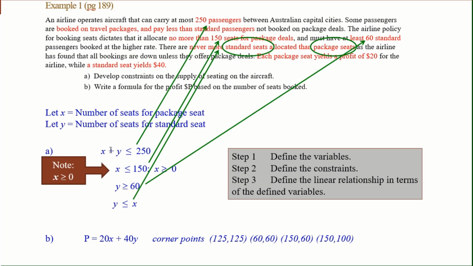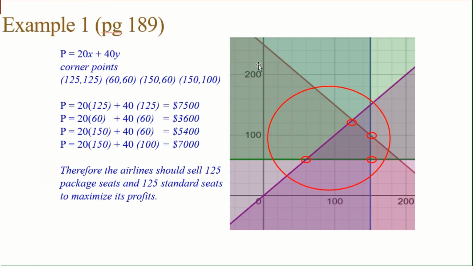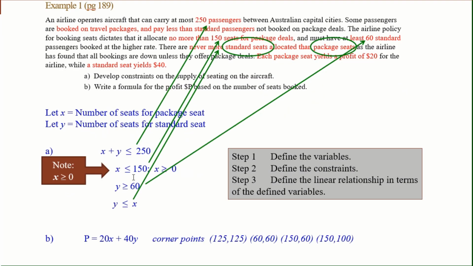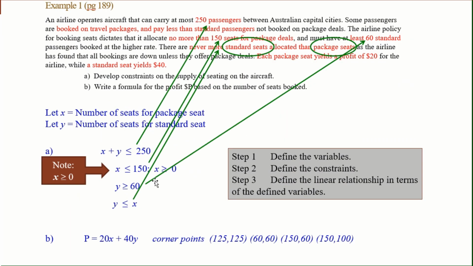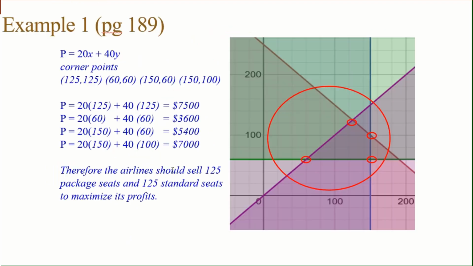Then you will have your x plus y less or equal to 250. So x will be 250, y will be 250. You draw the line across. Then you will have y more or equal to 60 and you will draw all these lines up. And then you have x less or equal to 150. This is your 150 line. This is your region of interest. This is the region that you are looking for.